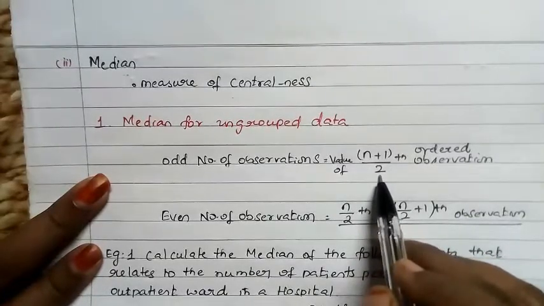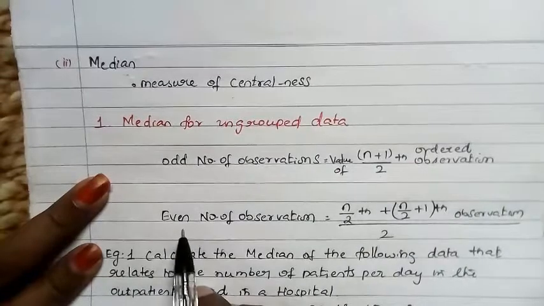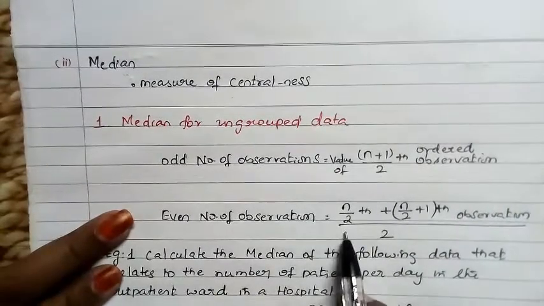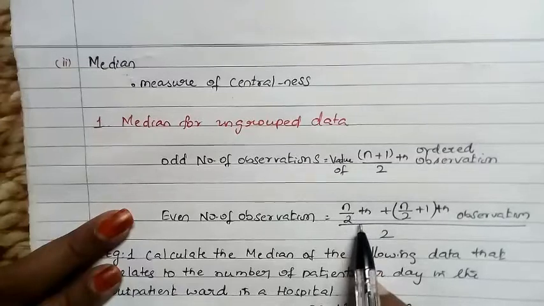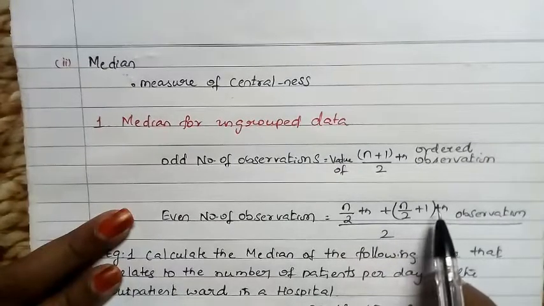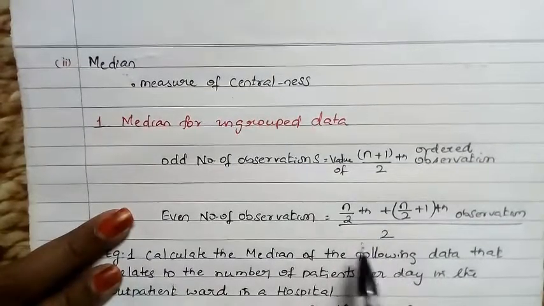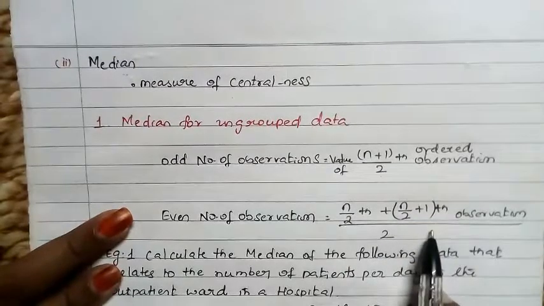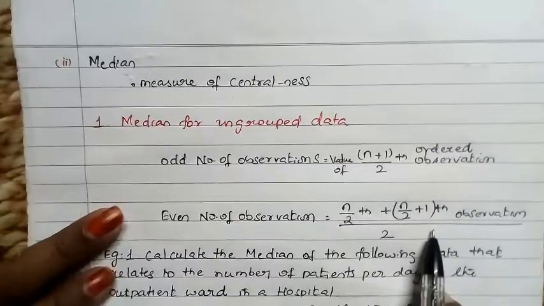In case the number of observations is even, the formula is the n by 2th observation and the (n by 2 plus 1)th observation, divided by 2. On applying this formula, we'll get the median for an even number of observations in the given data.